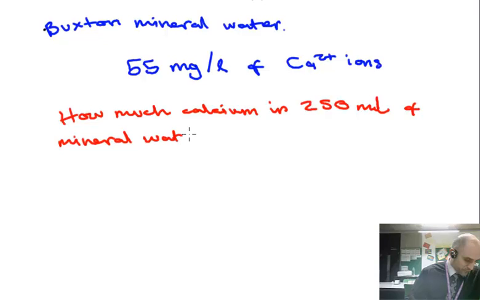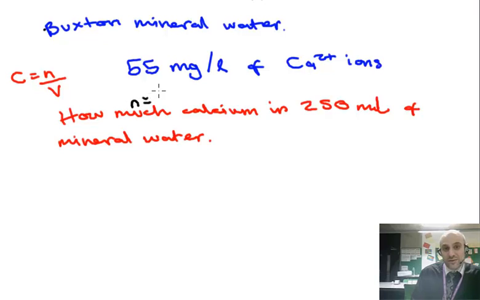Right. So what we're asking for is N, right? So remember our equation is C equals N over V. So how much calcium in 250 mils of water? So it's asking for N, right? Now it's given me 250 milliliters as the volume. Okay, so that's V.